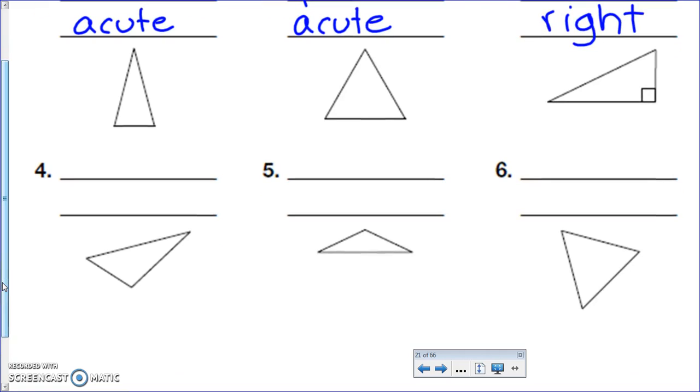For number 4, we know all three sides are different lengths, which makes it scalene. And then if we look at the angle at the bottom, we know it's greater than 90 degrees, so we have a scalene obtuse triangle here. For number 5, we can tell that the sides on the left and right are the same length, so we know it's isosceles. And then we can tell the top angle is greater than 90 degrees, so it's obtuse. So we have an isosceles obtuse triangle.